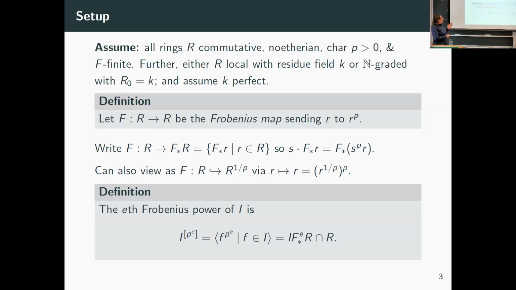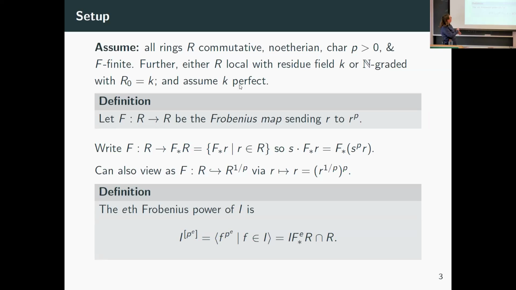Since we're in positive characteristic, we have this Frobenius map that is a really powerful tool. It's just going to send an element R to its pth power, and because we're in positive characteristic, this is actually a ring map. It turns out that the module structure we get on R via this map carries a lot of information about the singularities of R, but it's really confusing to have two different copies of R, R viewed normally and R with this different module structure.